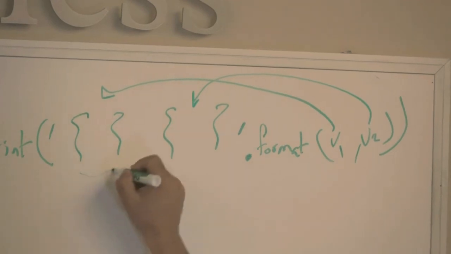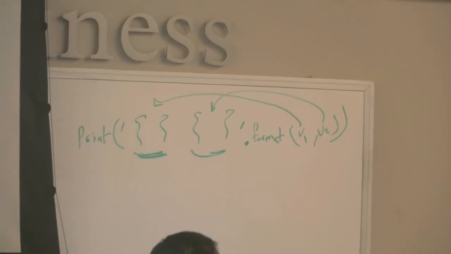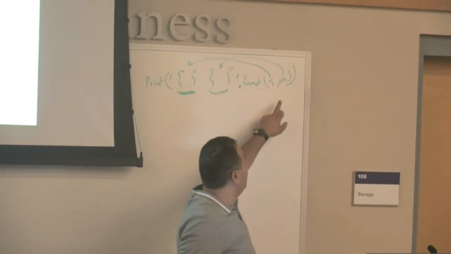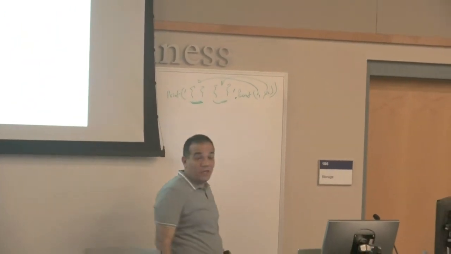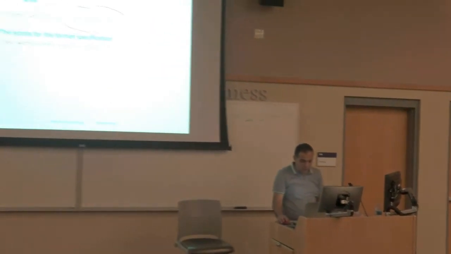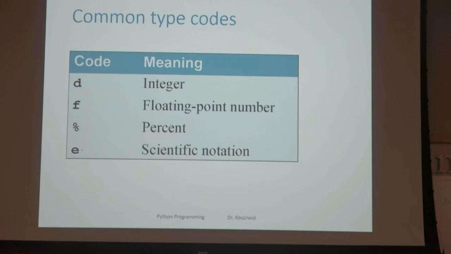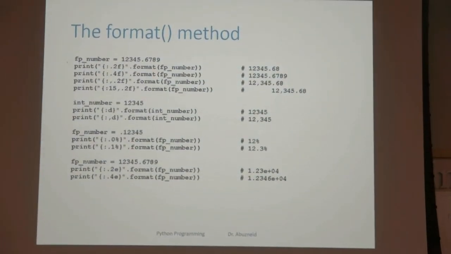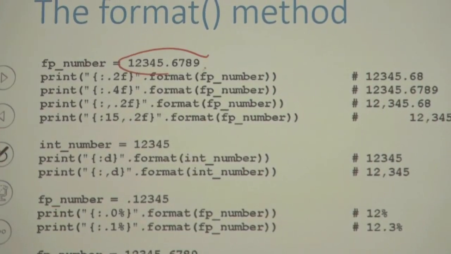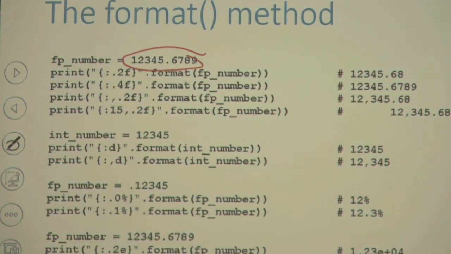So the format is happening here. If I need to print three values, how many curly braces are you going to see here? Three. If I have five values, five braces. And each one you can format the way you want inside the text. So take a look here, for example. It could be digit, float, percentage, or scientific notation. Let's say the output I'm trying to print is this floating point number, and I need it in a nice format.